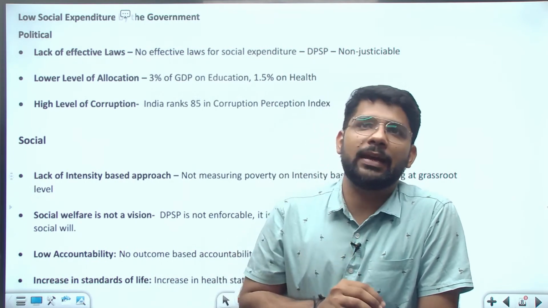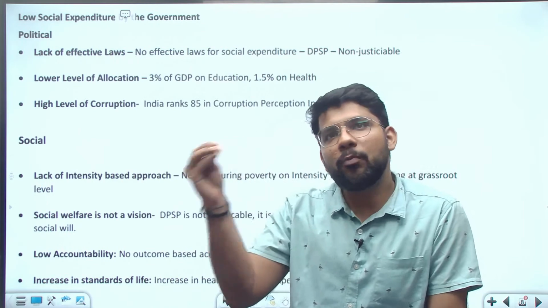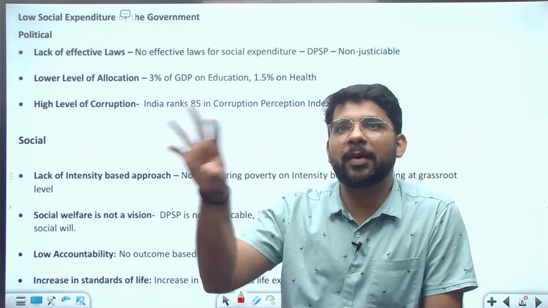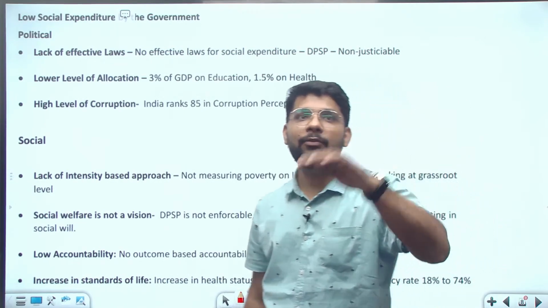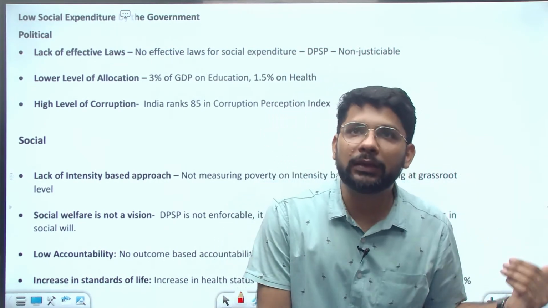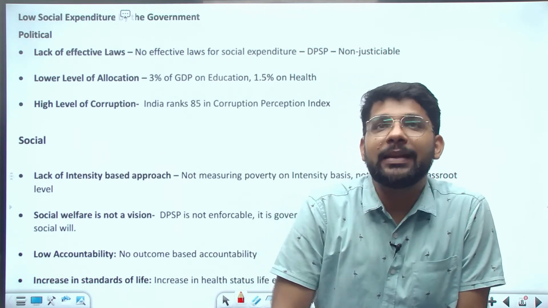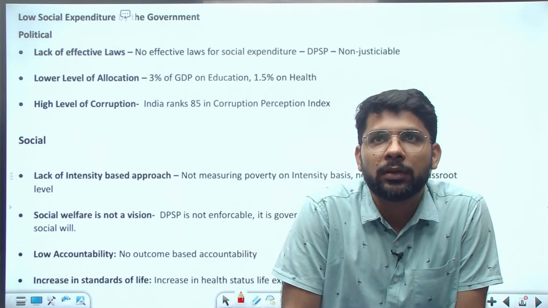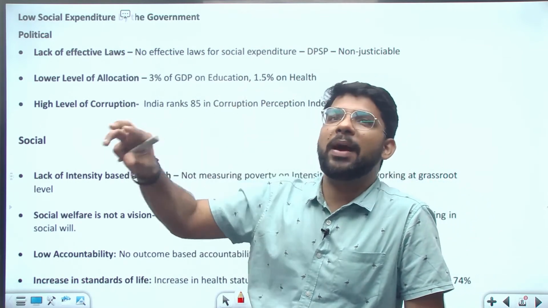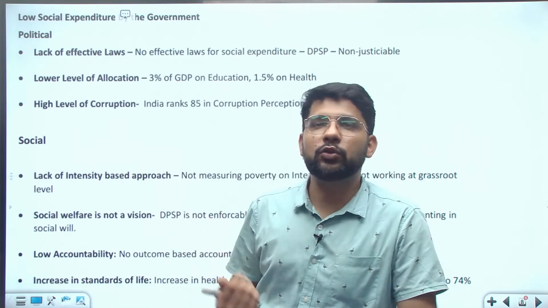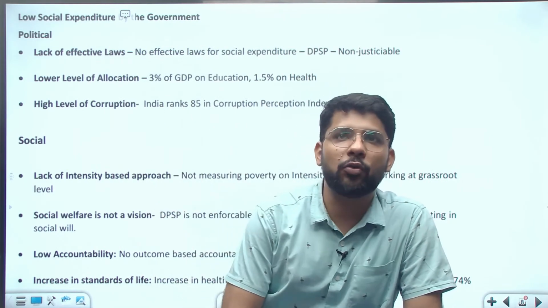DPSP को enforce नहीं किया जा सकता. It's now on the government how much they spend because they are not bound by the law. So there is a lack of effective law related to spending on social expenditure and social indicators. There is no specific law which binds the government to spend on social expenditure, and these laws are also non-justiciable in court.